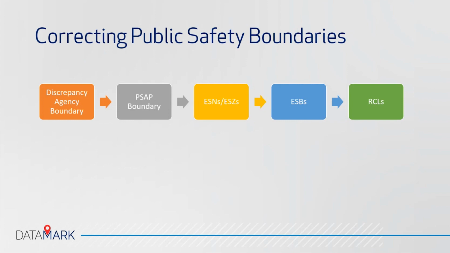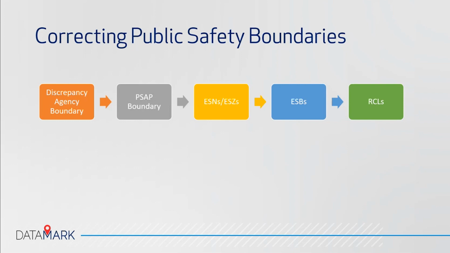Okay, so my recommended process when you're talking about correcting boundaries for public safety. There's an assumption here in this graphic that the road center lines are solid. I would say this is a great way to go about correcting or assessing your data, the order of operations, if you have decent road center lines. If you don't, you may want to get those in order first.